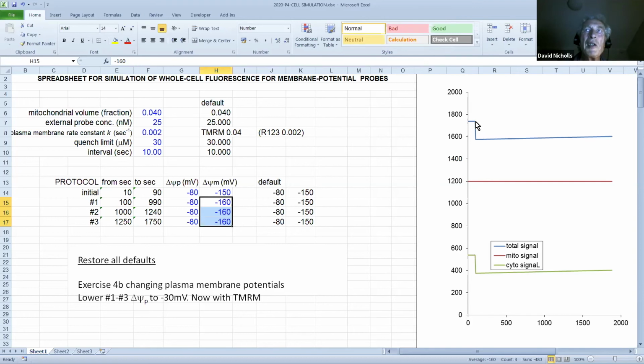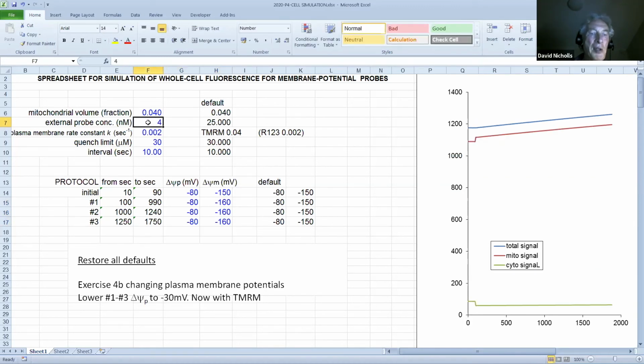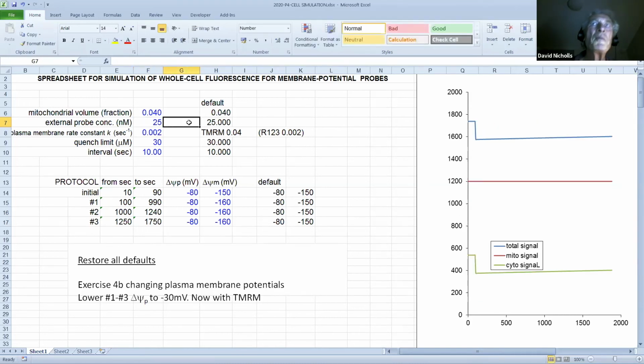And the other thing is, if you're dealing with a rapid transient, it's very difficult in non-quench mode to resolve it, because things are just so terribly slow. 4 nanomolar here. You know, it takes forever, basically, compared with quench mode.